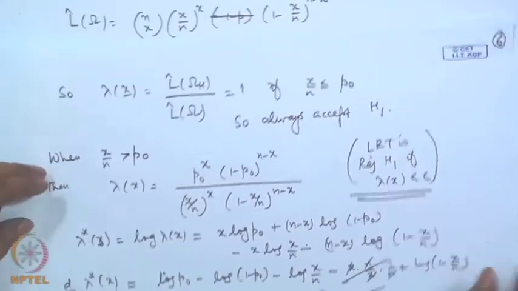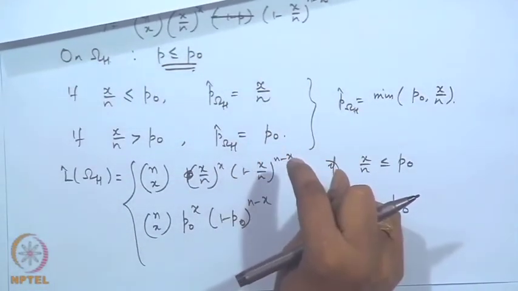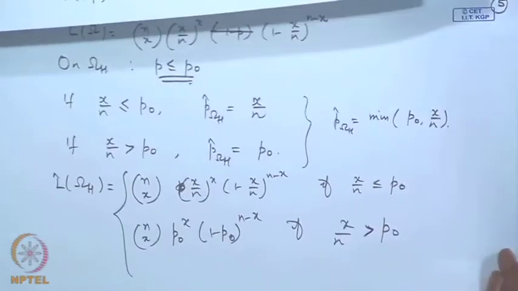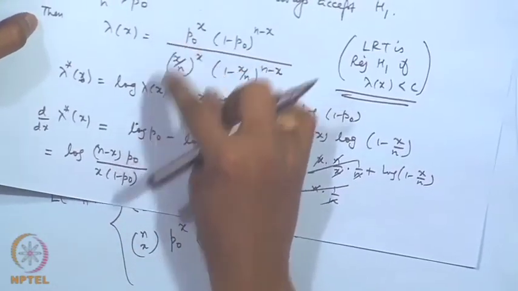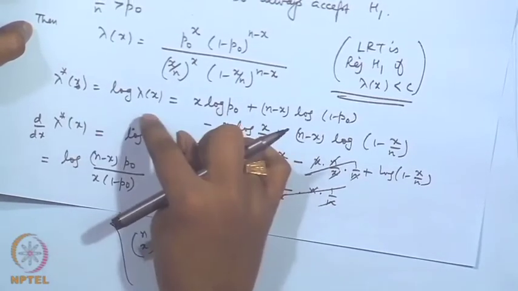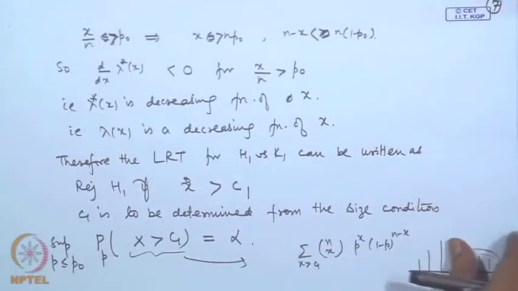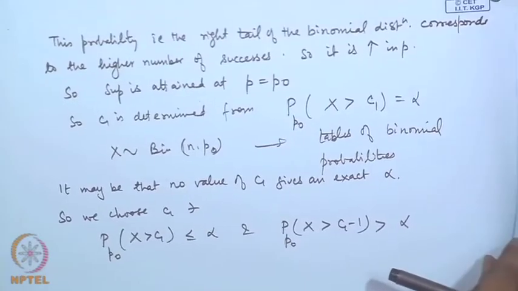One will be corresponding to x by n greater than P naught. We have already seen that in this region we are getting the function to be a decreasing function. However, if I consider x by n less than or equal to P naught, this value will become positive, and therefore lambda star x will become an increasing function. So, let me just give the complete analysis for the two sided testing problem.